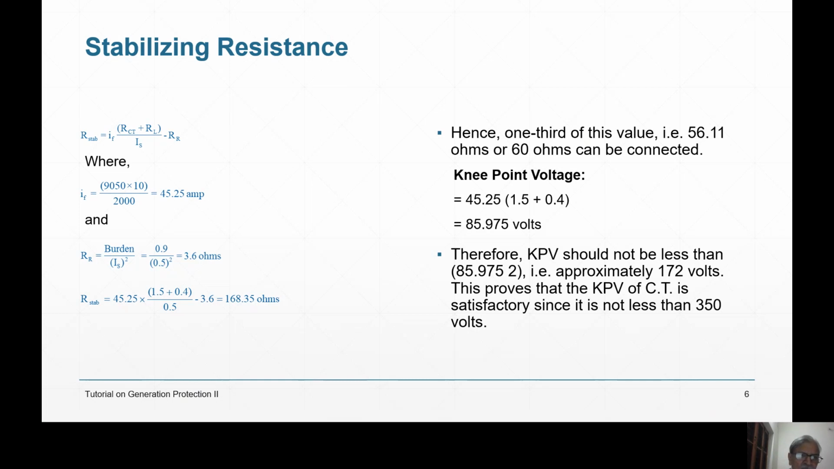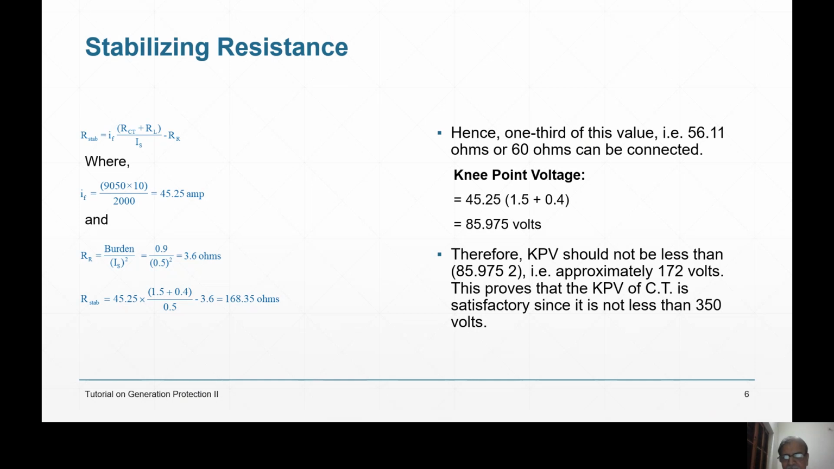Then R step formula, we have seen IF into RCT plus RL divided by IS. IF is 9050 into 10 because 10 per unit divided by 2000 CT ratio, 45.25. Burden RR is burden divided by IS squared, because IS squared RR is burden. So that comes out to be 3.6 ohms. Therefore, R step, if you so calculate, will be 168.35. And we consider 1/3 of that. So we will connect 60 ohms of resistance. So that is what we have decided.